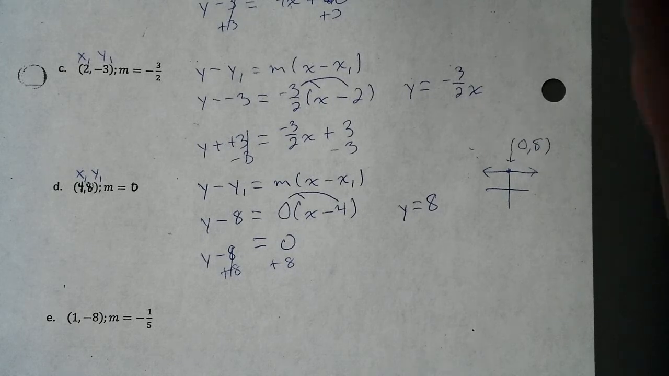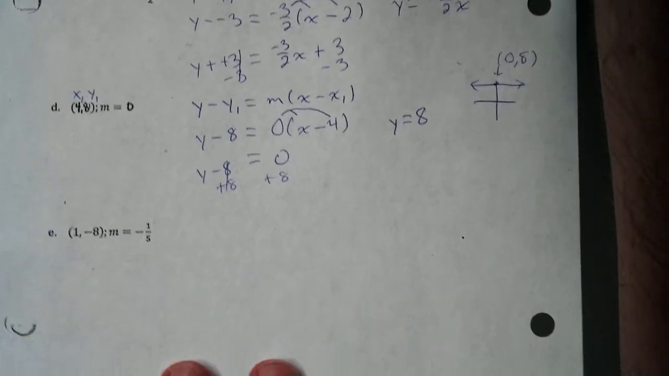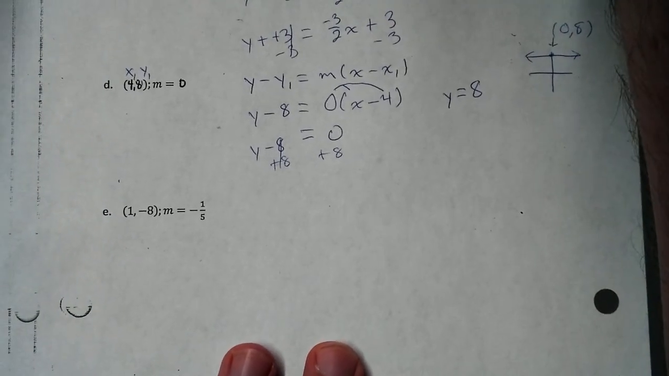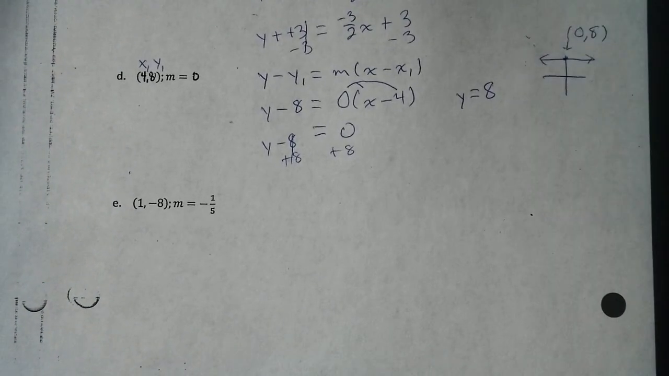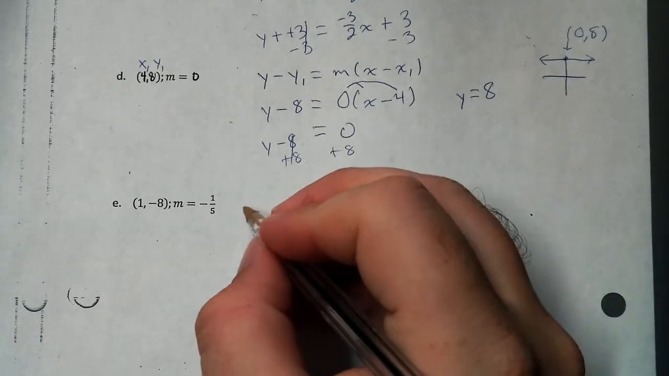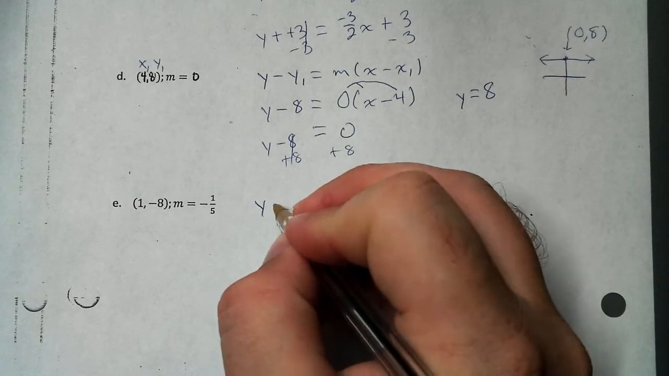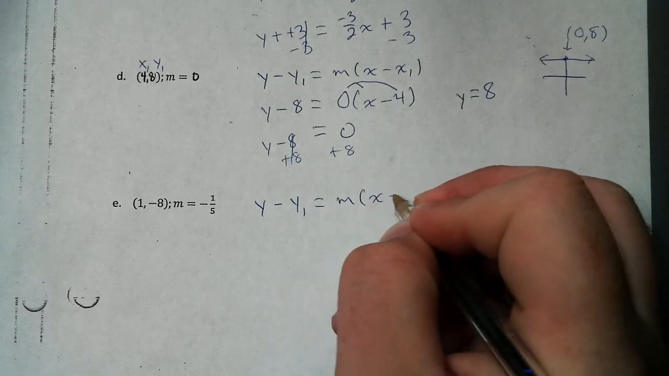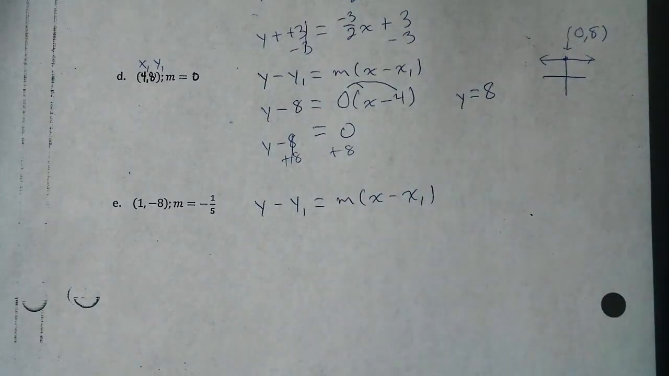We'll do one more. Once again, I want you to try it, and then after you try it, push play so you can see your answer. So let's try E. Remember, point slope form. y minus y1 equals m times x minus x1. Push pause now.